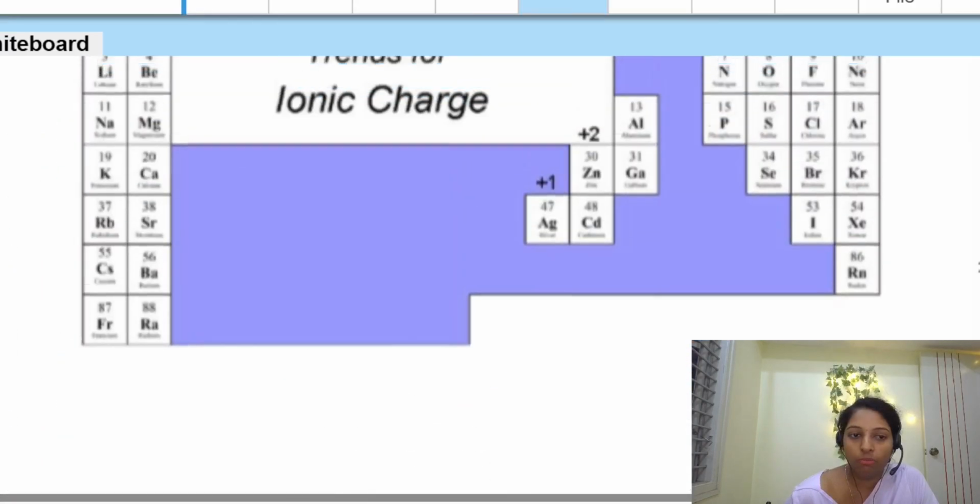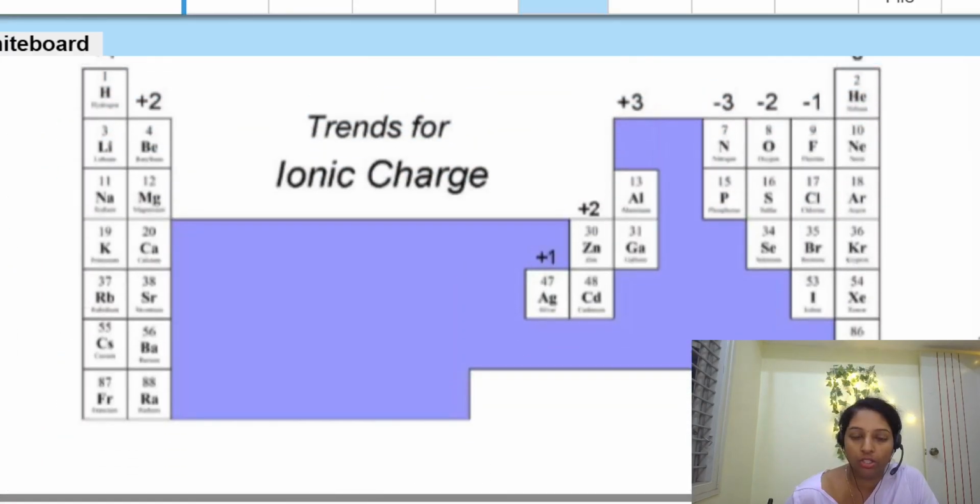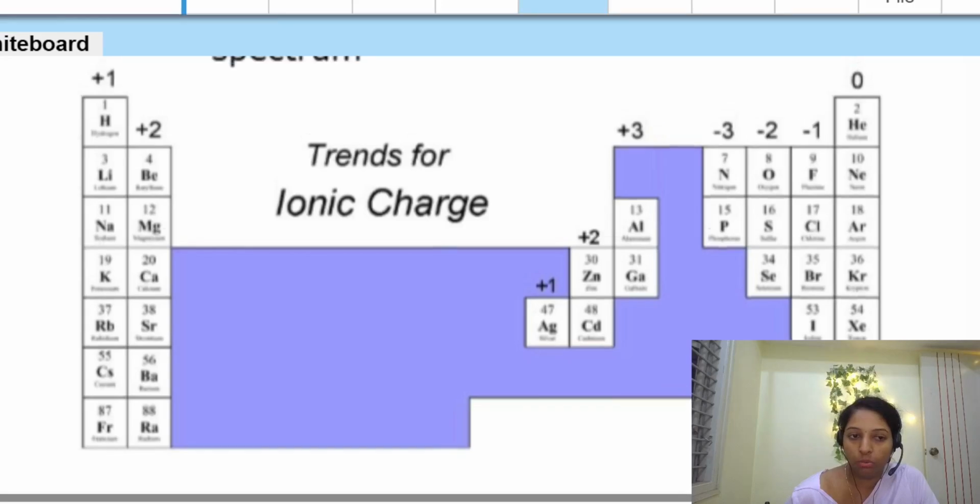And then, as you know, the trends like the charge. First group always has a tendency to form a +1 ion. Second group is +2. These things are not predictable, it's variable, right? And similarly, even though transition elements are unpredictable, silver, zinc, cadmium are obvious. So zinc and cadmium are +2 always and silver is +1.